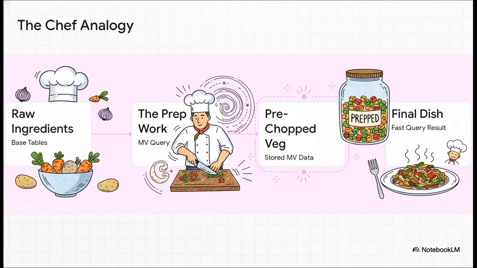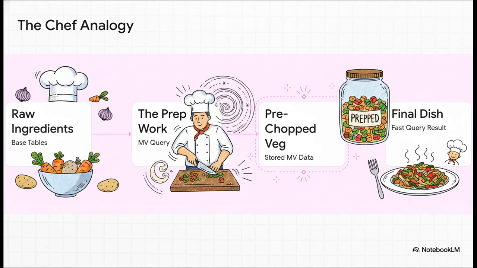Okay, let me make this super simple with an analogy. Picture your database as a chef in a busy kitchen. The raw ingredients? Those are your base tables, all your raw data. Now the query that defines the materialized view? That's the chef doing all the boring prep work, the mise en place, ahead of time. All the chopping, dicing, and mixing. The result of that prep work is a container of perfectly pre-chopped veggies. That's your materialized view data.